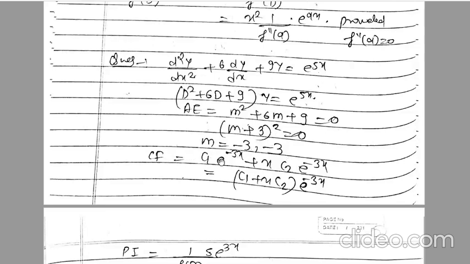So CF is equal to C1 e to the power minus 3x. Which case is applicable? Both roots are real and equal, so the second case will be applicable. So CF is C1 e to the power minus 3x plus x C2 e to the power minus 3x. For the particular integral, you need to calculate f(D). So your f(D) is D square plus 6D plus 9.